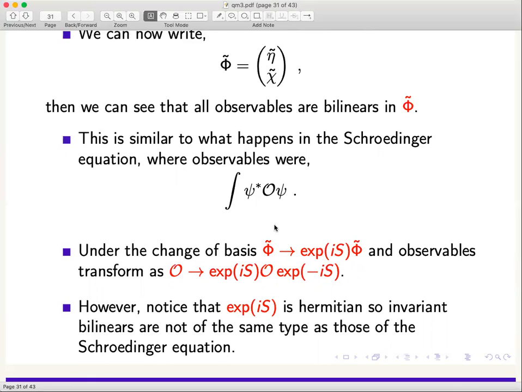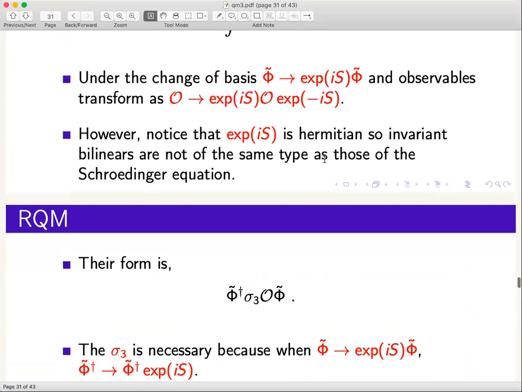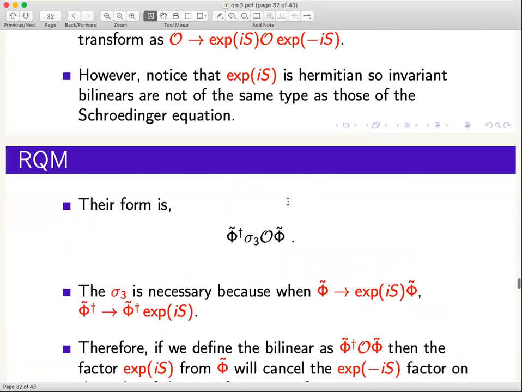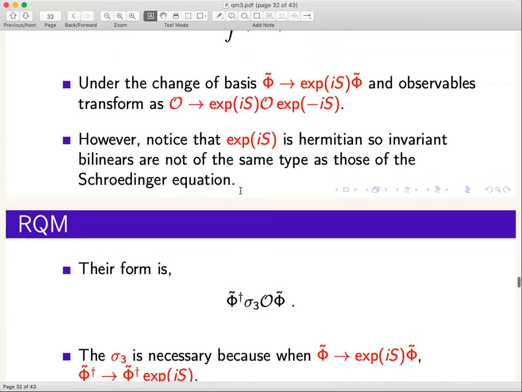But we will see in a moment that this is not what is going to happen when we write down bilinears in terms of phi tilde. So the right kind of bilinears that we should really write down are of this kind: phi tilde dagger sigma 3 times O times phi tilde. Sigma 3 is necessary in this particular case, and we will see in a moment why. It is necessary because e to the i s is actually a Hermitian operator.